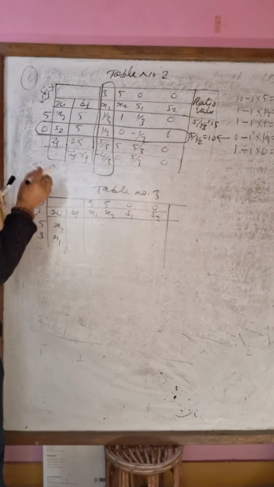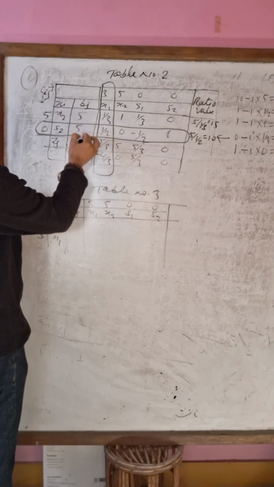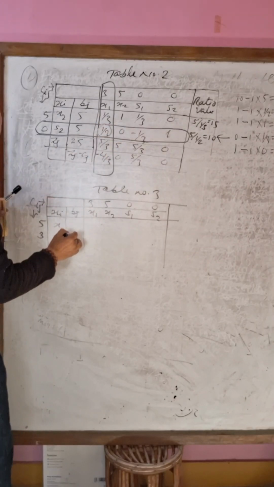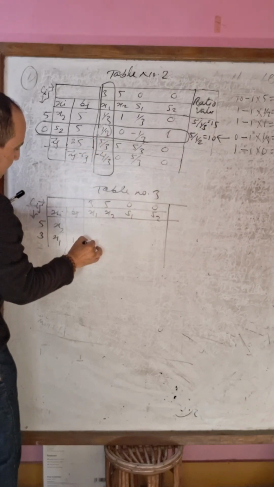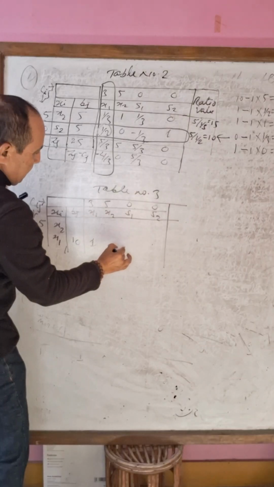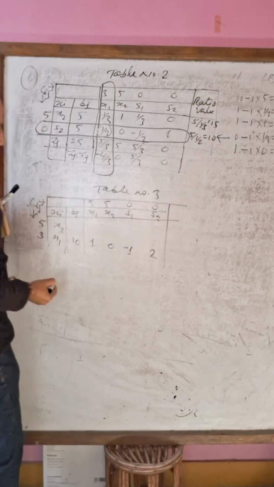Now you calculate first for R2. You divide this 5 by the key element. The key element is this one, 1 by 2. This is 10. And this one is 1. This one is 0. This one is minus 1. And this one is 2.